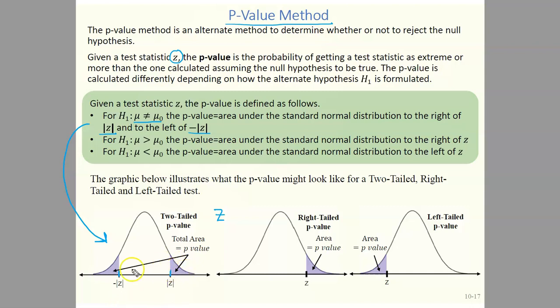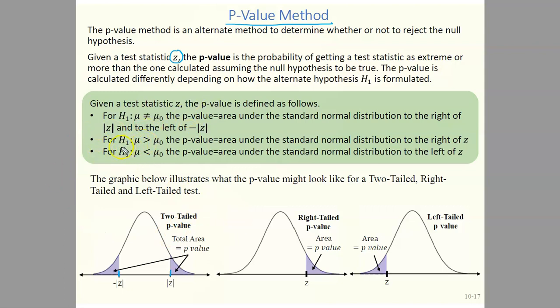It's this shaded region. So it's the probability of getting a test statistic as extreme or more, see going in this direction or this direction, than the one that you calculated. And that's it. That's what the p-value is. And like I mentioned previously, you can use Excel or a calculator to evaluate the p-value, and we'll go over that in a second, how to do that.